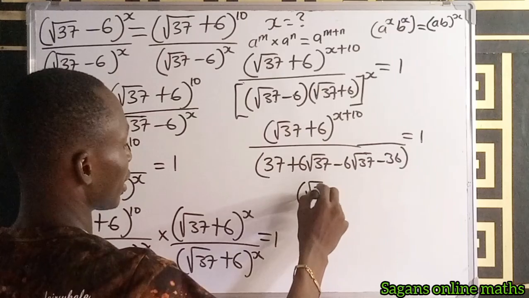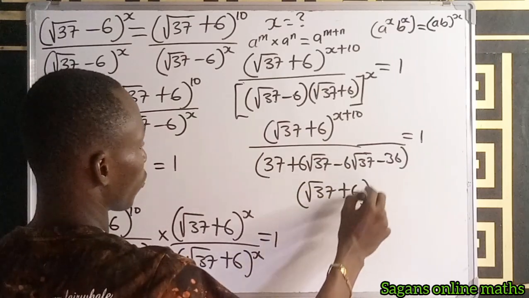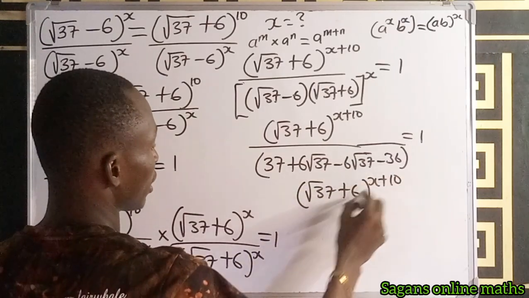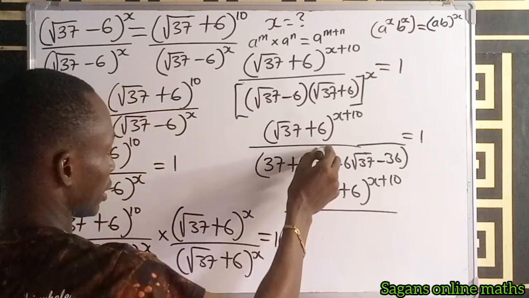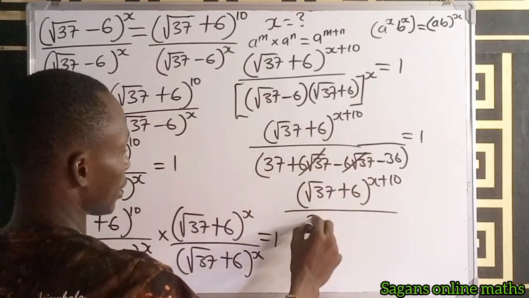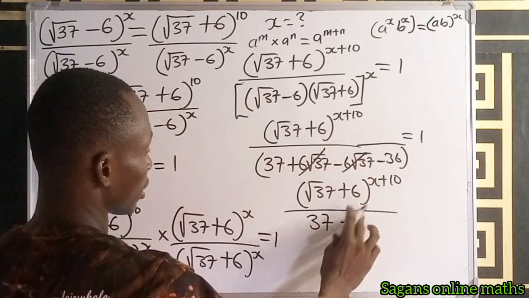So this is (√37 + 6)^(x+10) divided by, now this will cancel out this. We are left with 37 − 36.